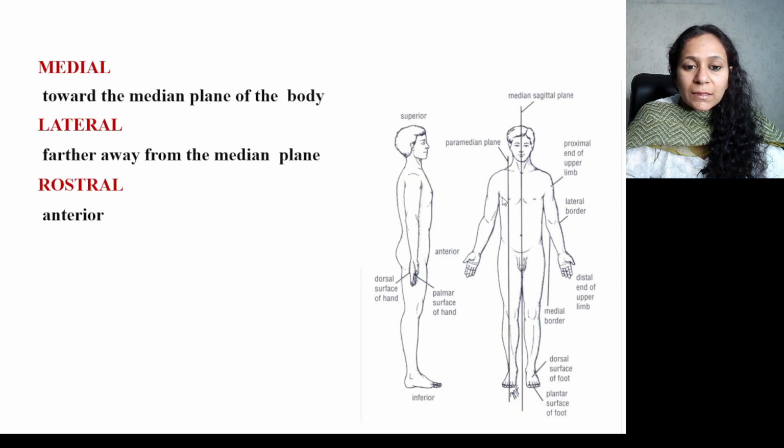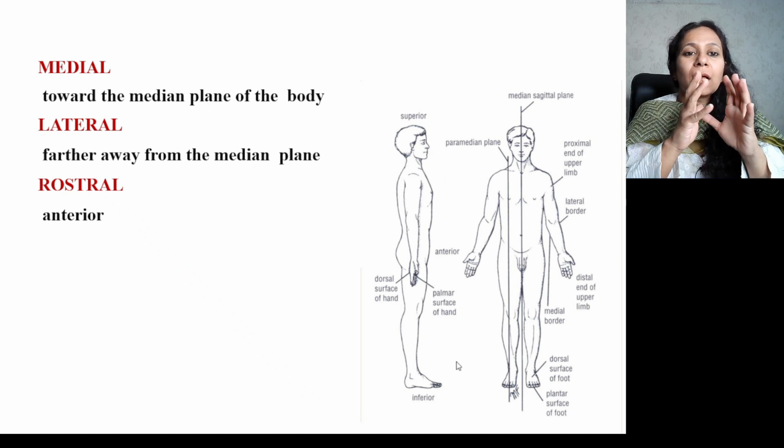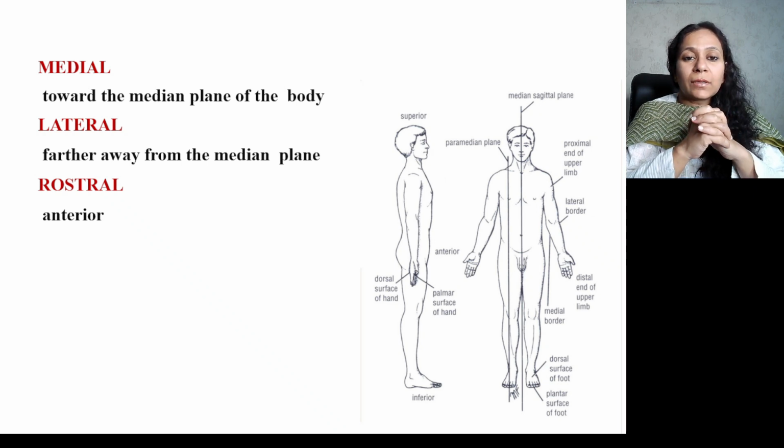Now you can see this is the medial border of your forearm and arm, and this is your lateral border. So medial is towards the median plane. If this is the median plane here, medial is towards the median plane of the body, and lateral is away from the median plane. Then in the skull, we use the term rostral for the anterior part of the skull.